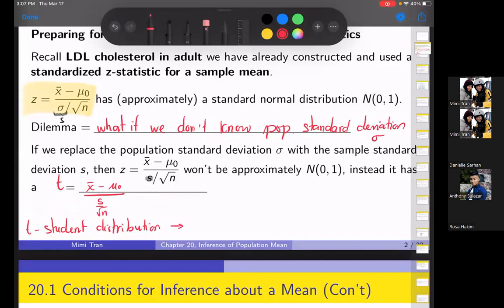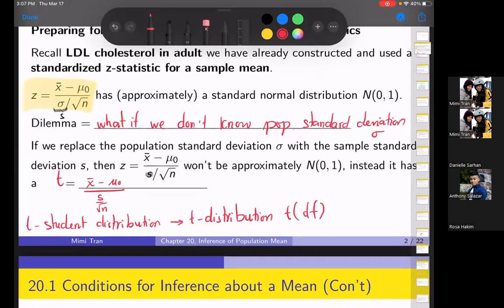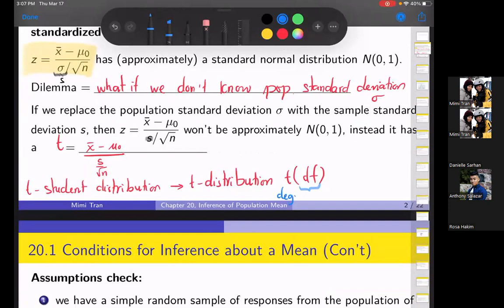And the notation for t distribution, we would say t parenthesis degree of freedom, or df. Do you remember the notation for the normal distribution? N mu comma sigma, right? But for t, it's just t df. Pretty simple. Where df right there is the degree of freedom. And the degree of freedom is calculated by n minus 1. Very simple. Sample size subtract 1. Right?